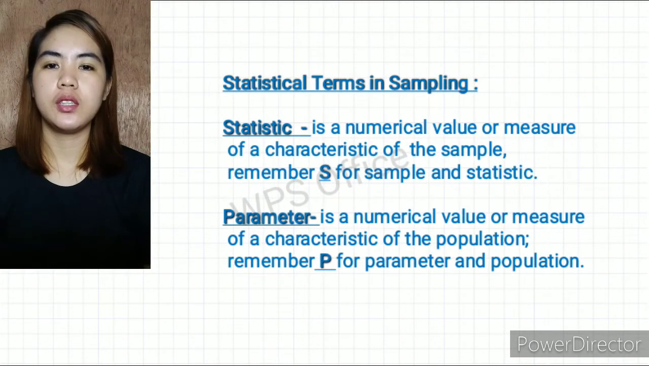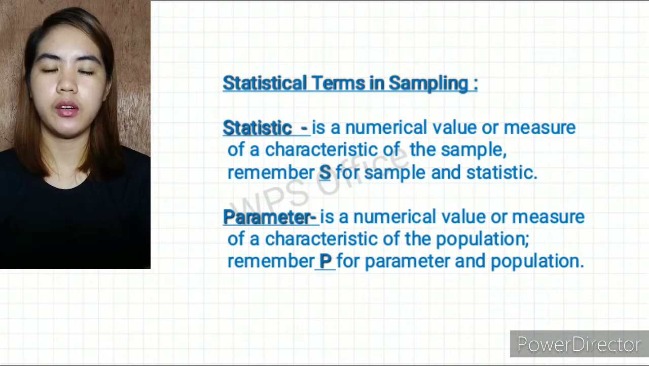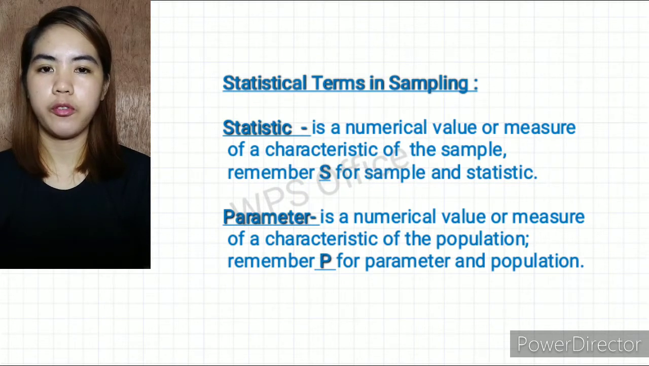Now, let's proceed to the statistical terms in sampling. First is the statistic. Statistics are the numerical value or measure of a characteristic of the sample. Remember, S stands for sample and statistic. So, statistic is a quantity such as the mean of a sample that is computed from a sample, while parameter are the numerical value or measure of a characteristic of the population. Remember, P stands for parameter and population. Therefore, parameter is a quantity such as a mean or variance that describe a statistical population.